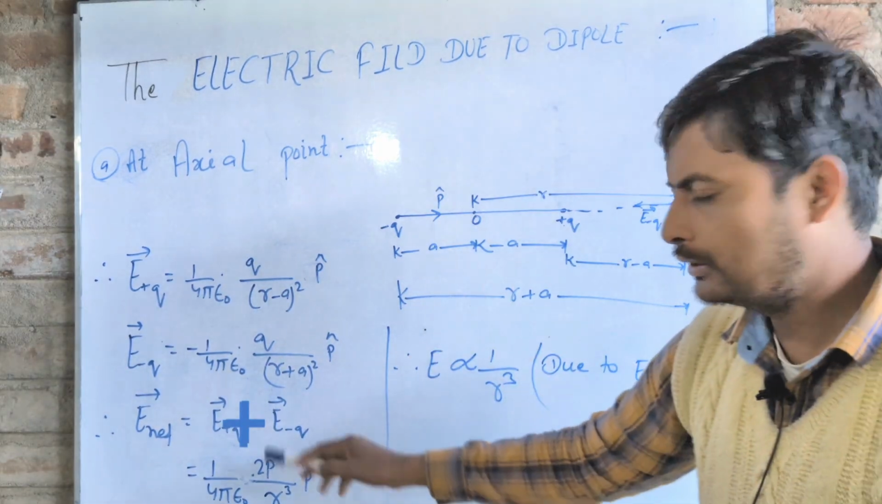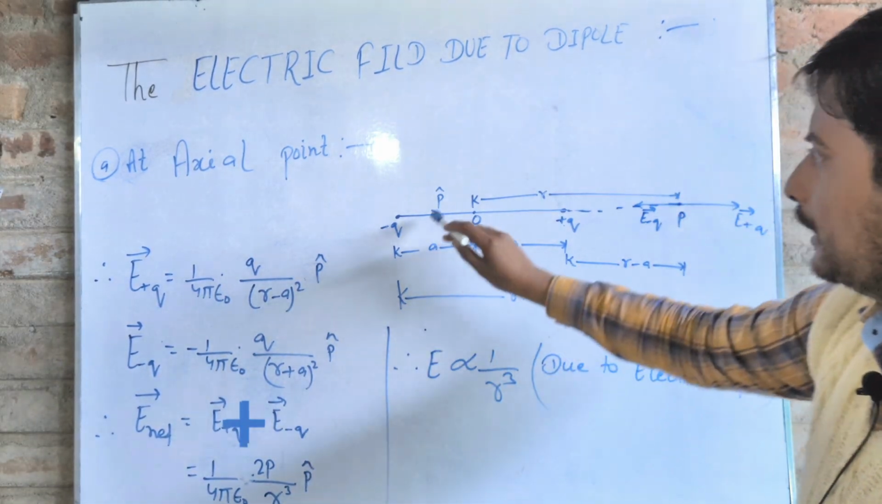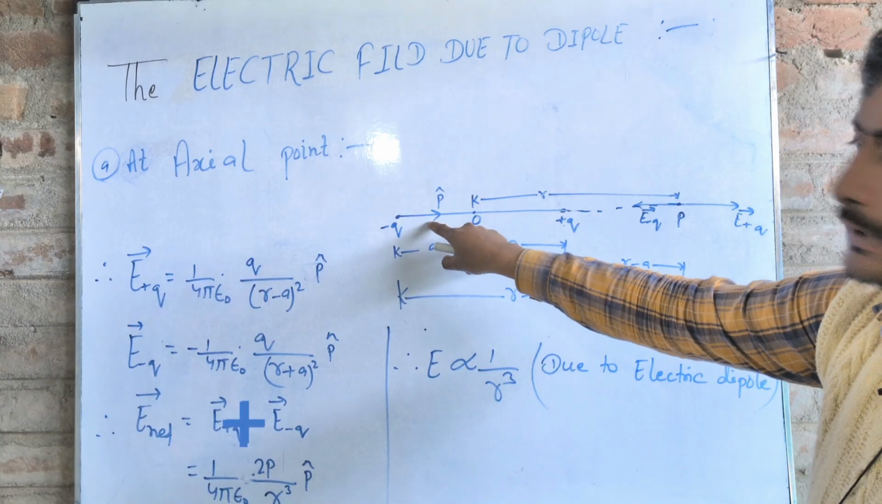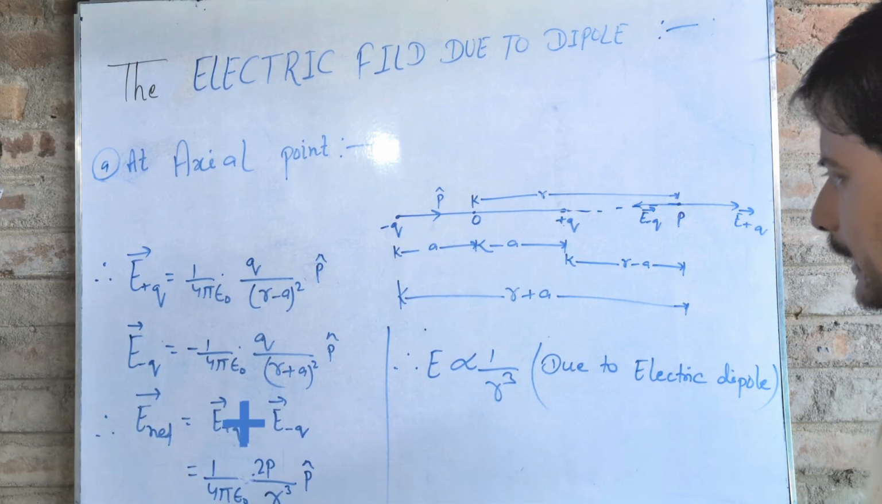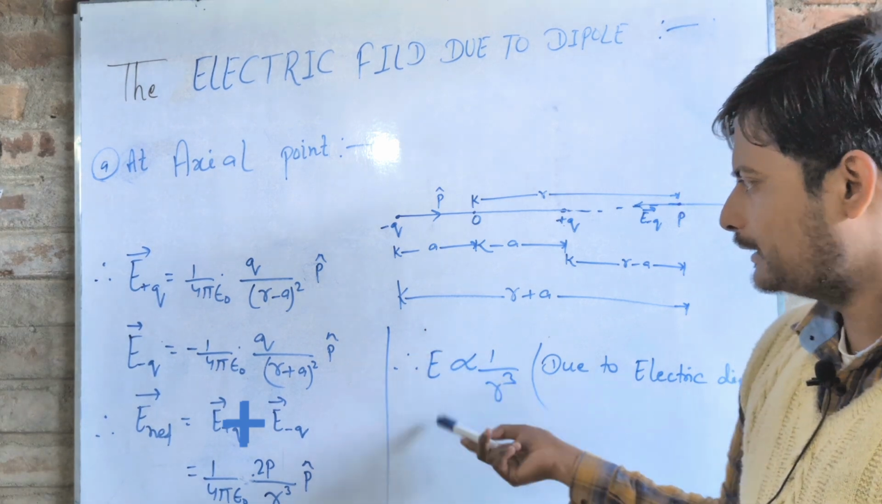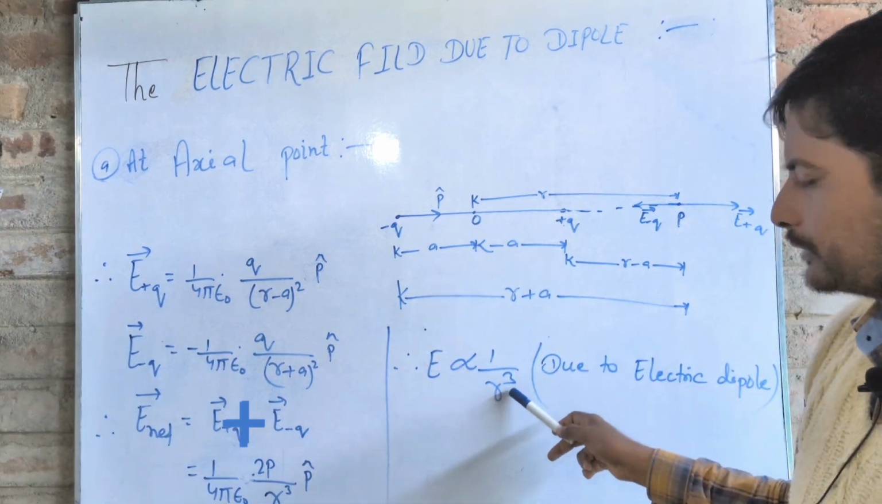The direction of the resultant electric field will be along the direction of the electric dipole, that is, from minus q to plus q charge. Here you can see that the electric field due to the dipole is inversely proportional to r cube.